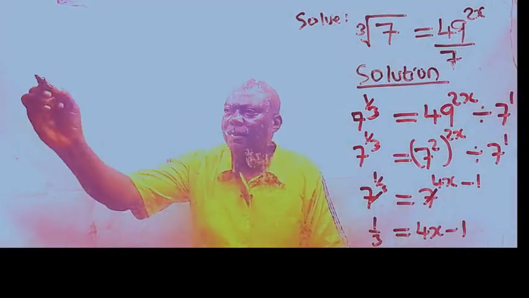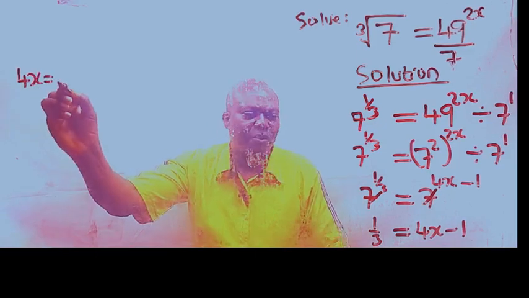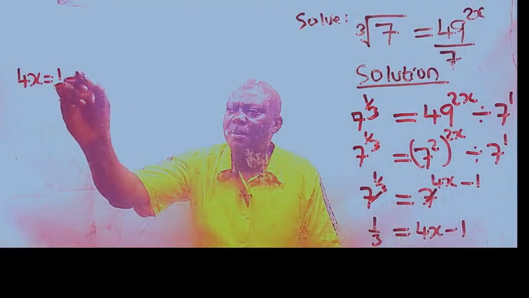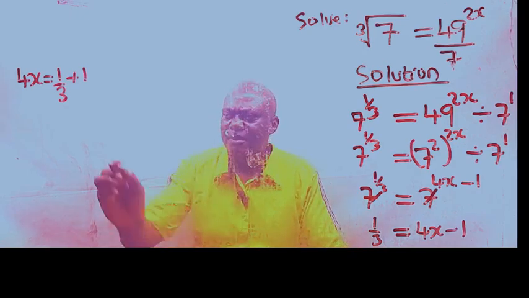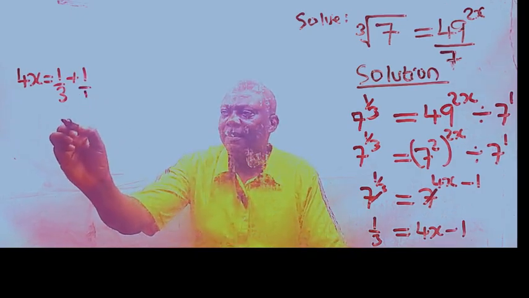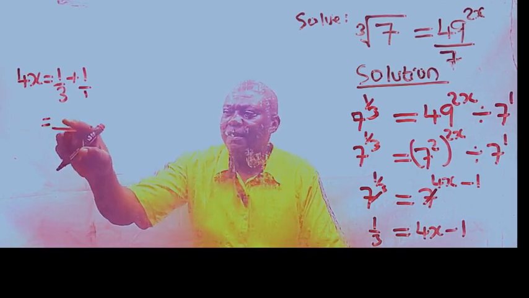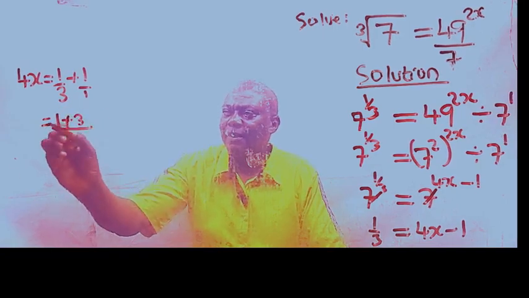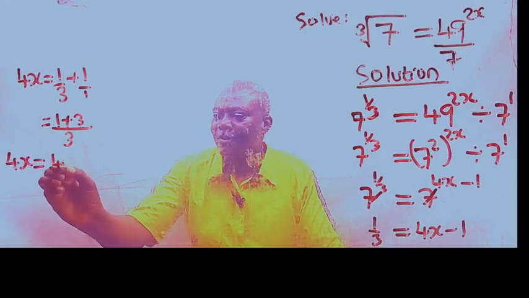So from there, 4x will be equals to 1 over 3 plus 1. If you add it now, what do you get? Let's just do it practically. So the LCM is 3. 3 here, 1, this one, 1 plus 3. So 4x will be equals to 4 over 3.